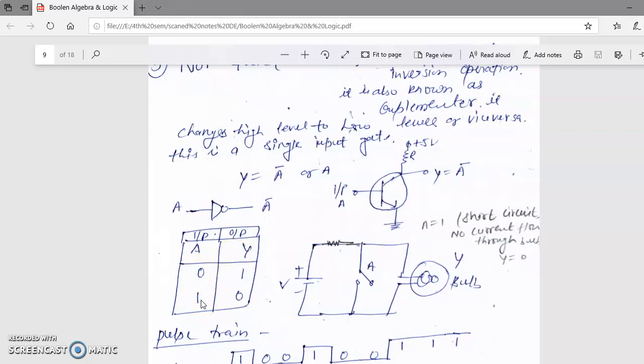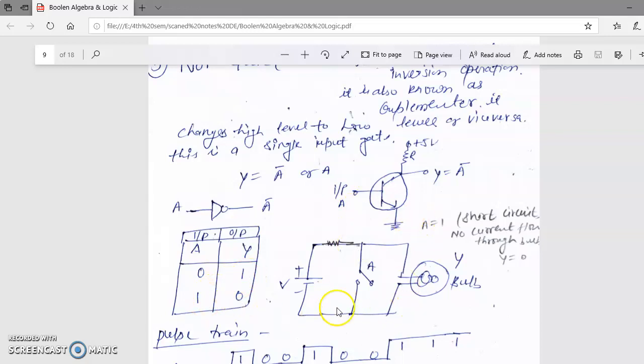So how many combinations are there? 2 to the power 1 means 2 combinations of the input. A can be 0 or 1. If we apply 0, we get 1. If we apply 1, we get 0.